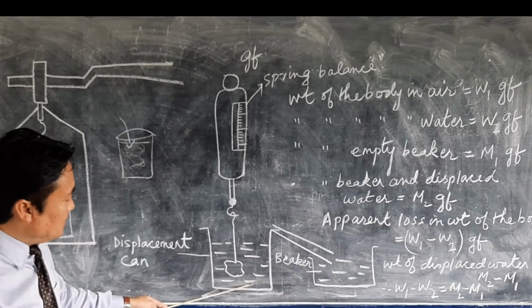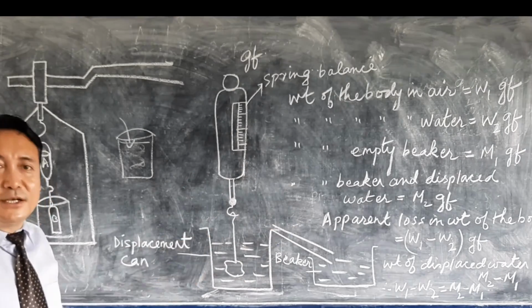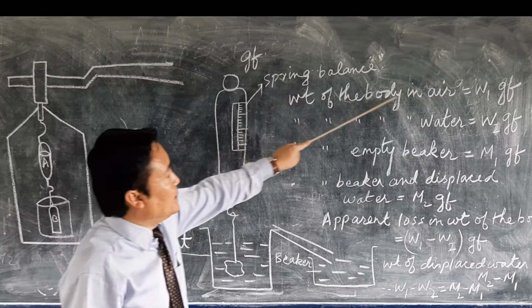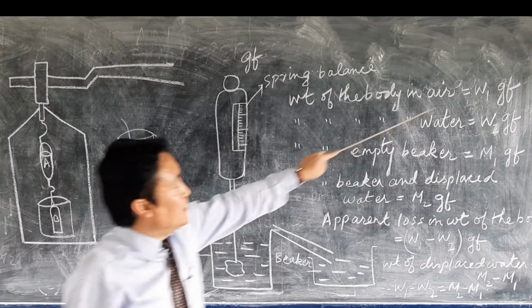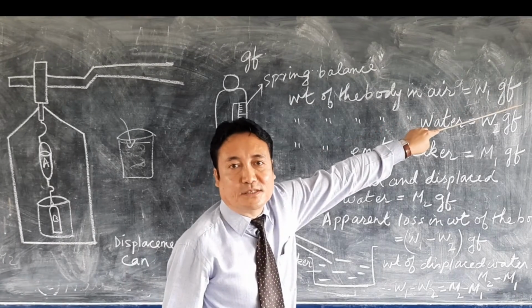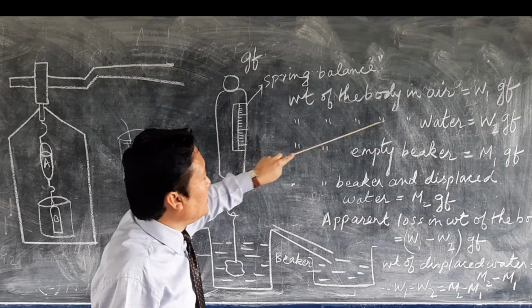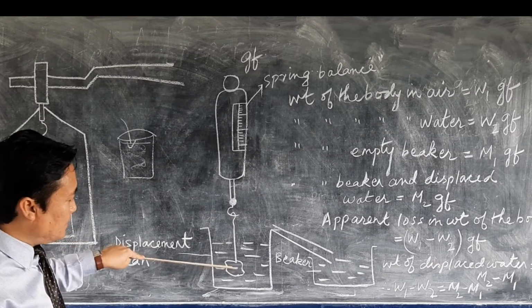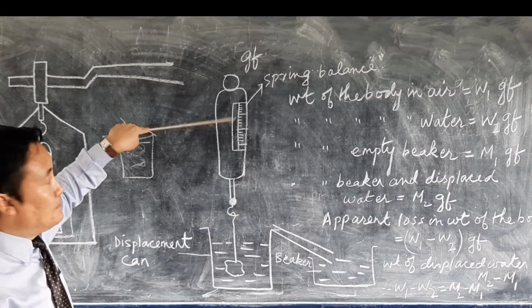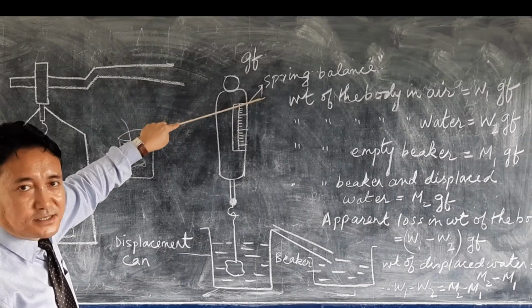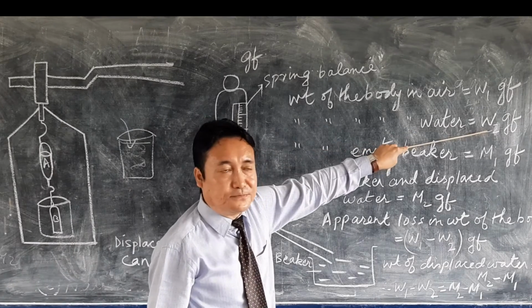Okay. Now from here, what result you will get is the weight of the body in air. Weight of the body in air means you will find the weight of the stone in air. Let us consider it as W1 gram force. Then the weight of the body in water, which is given by the mark in the spring balance. Let us consider it as W2.